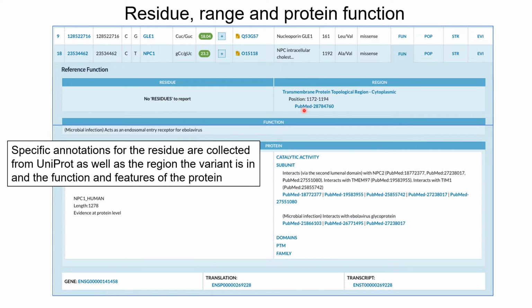The region section shows information on the region in which the variant is found. And the protein section contains general information on the protein, such as catalytic activity, the subunits, domains, post-translational modifications, and the protein's family. Finally, information is provided about the gene and the transcript.